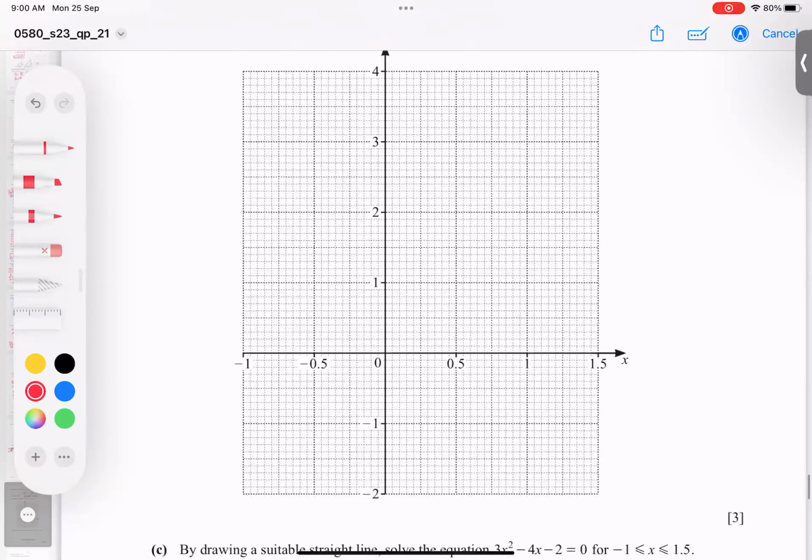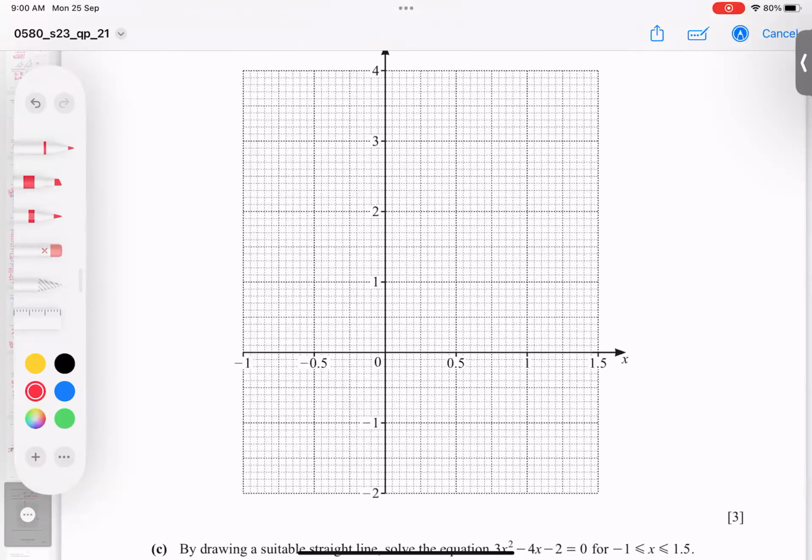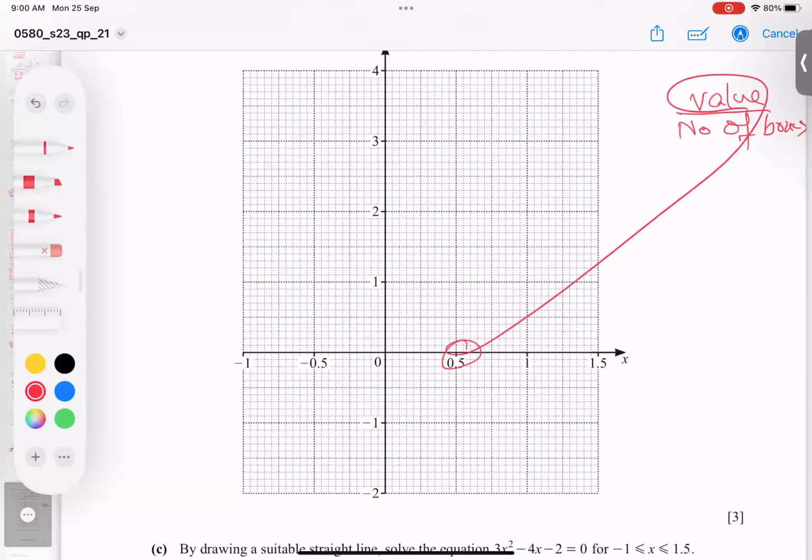But before we start sketching, the very best important thing is we scale. What is the formula? Value by number of boxes. For example, what is this value? 0.5. And how many boxes count? 10. So 0.5 by 10, I get 0.05. So one box is 0.05.